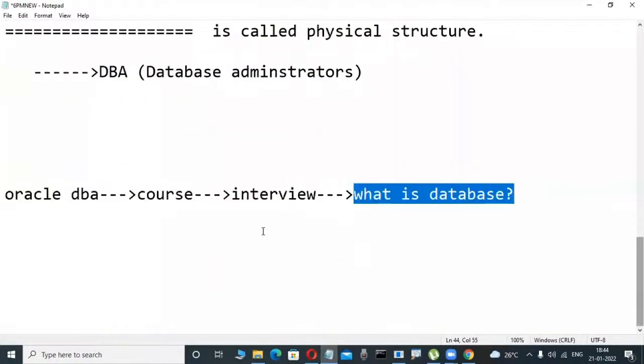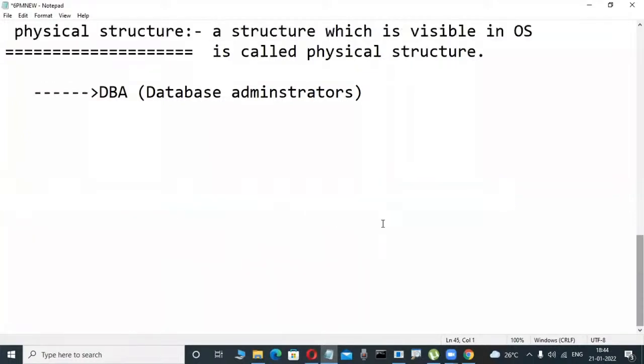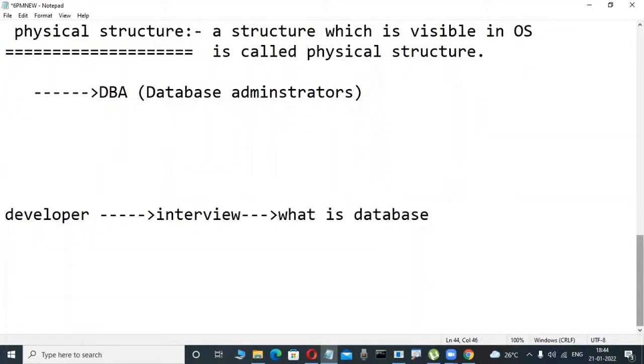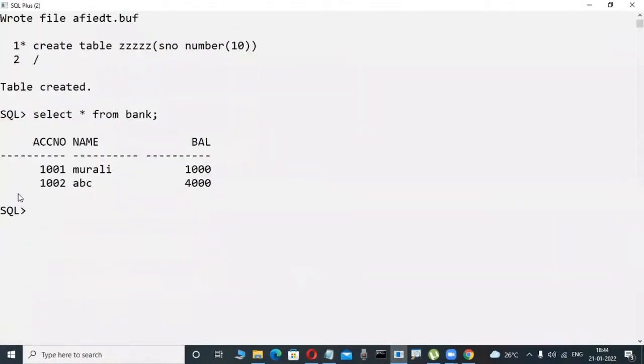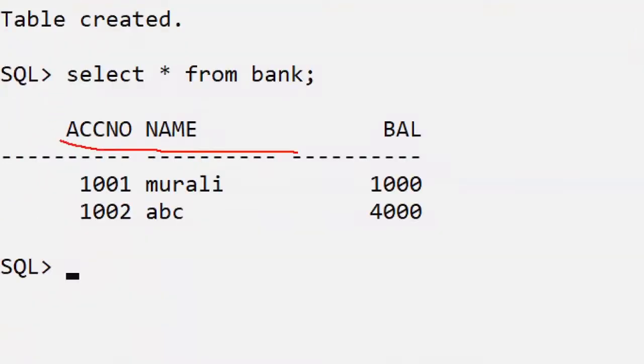Suppose I'm a developer, not an administrator, for example. Now I'm a Java developer, a SQL developer, a PLSQL developer, a Python developer, like that. These developers are attending an interview. What is a database? They're asking, and the developers answer in terms of logical structure. What they tell is that it is a place where we can store a structured collection of data.